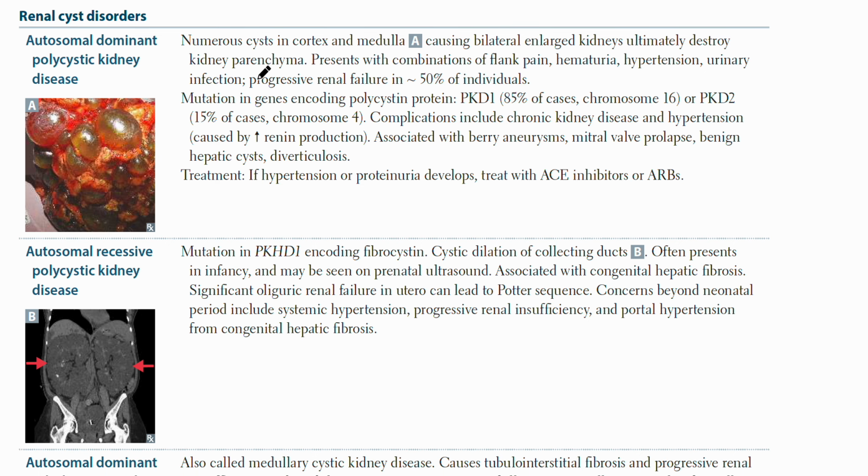Let's talk about autosomal dominant renal cyst disorders. There is polycystic kidney disease, right? There are two types, type 1 and type 2. So type 1 is autosomal dominant polycystic kidney disease, and type 2 is autosomal recessive polycystic kidney disease, PKD. In autosomal dominant polycystic kidney disease, there are numerous cysts in cortex and medulla, and like this, numerous cysts here, right?